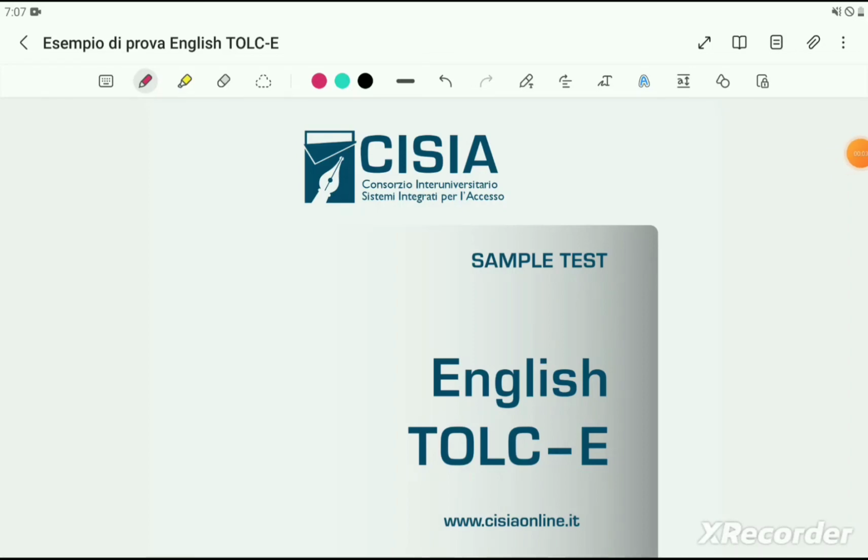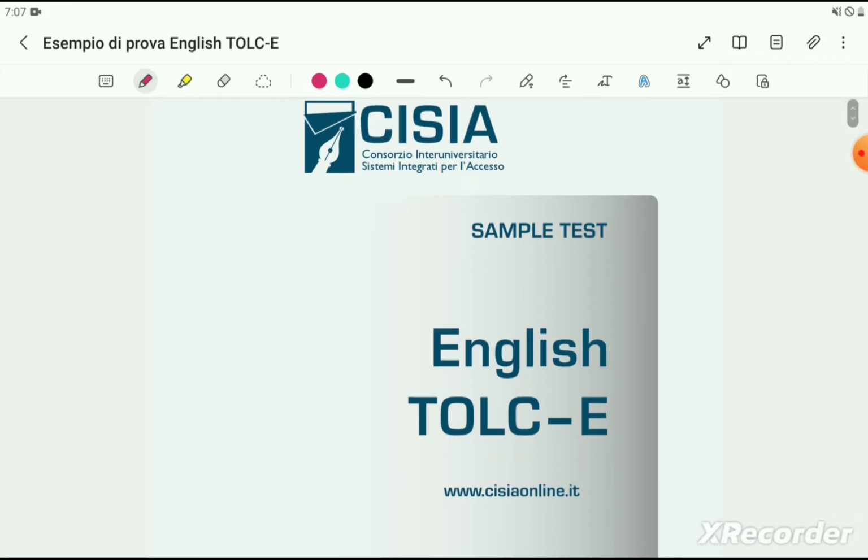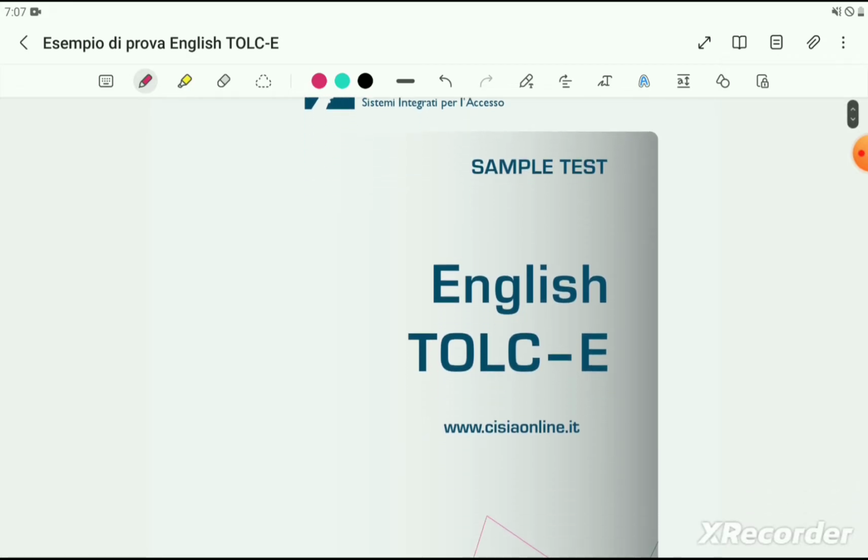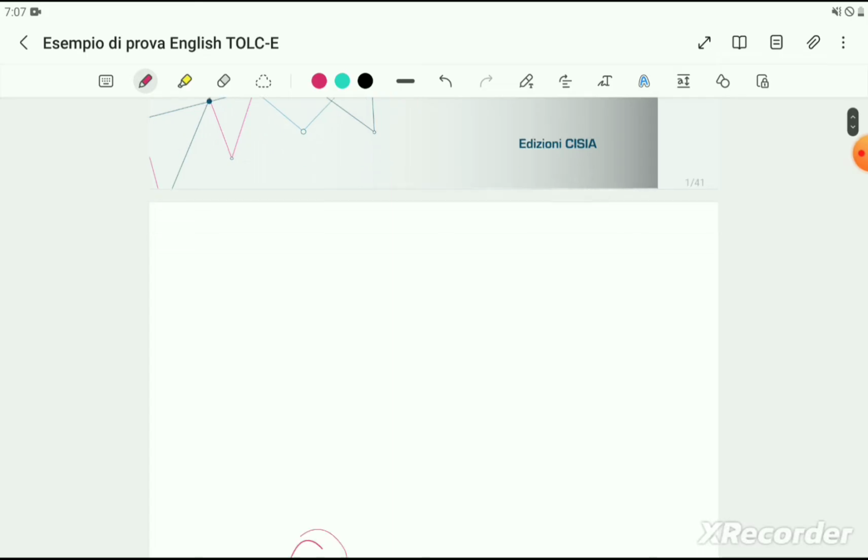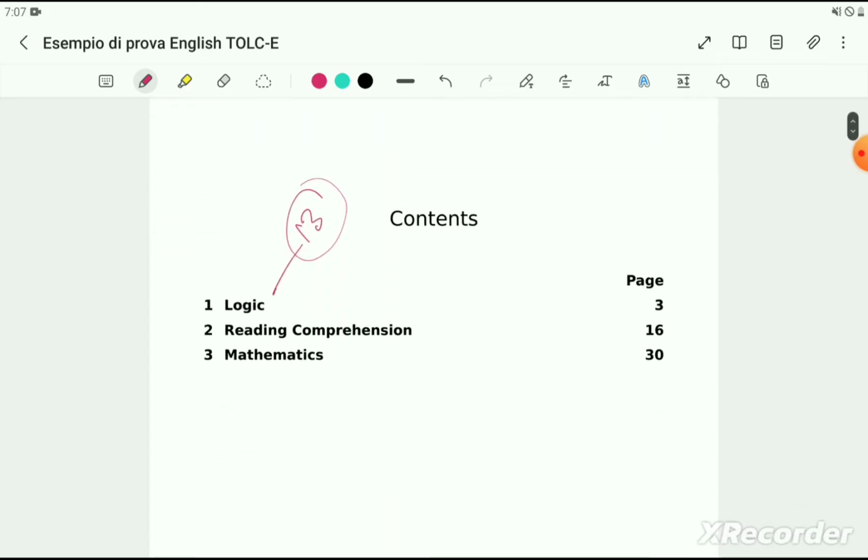So this is going to be a video after a long time, and today we're going to discuss English TOLC-E. Basically, we'll solve some problems from English TOLC-E. It has 3 sections: logic, reading comprehension, and mathematics. Logic has 13 questions, and we'll solve them.